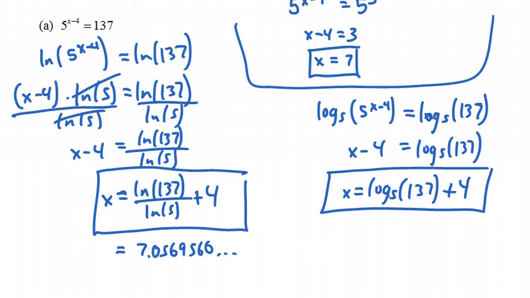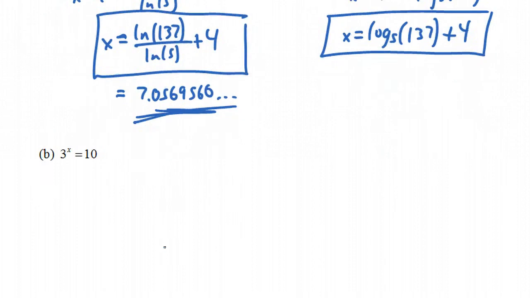In fact, that's what you do. If you're trying to figure out what this right-hand side is as a decimal, you would rewrite this as natural log of 137 over natural log of 5, or log base 10 of 137 over log base 10 of 5. And then add 4 and you get your answer. You'd see that it's the same answer, the same decimal here.